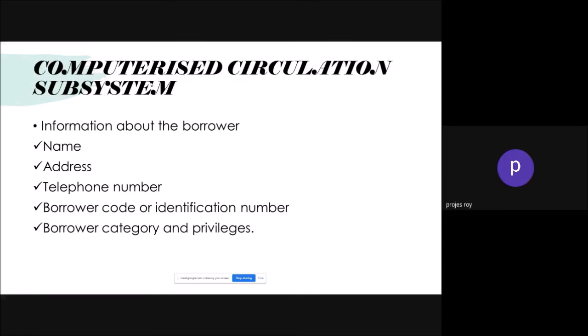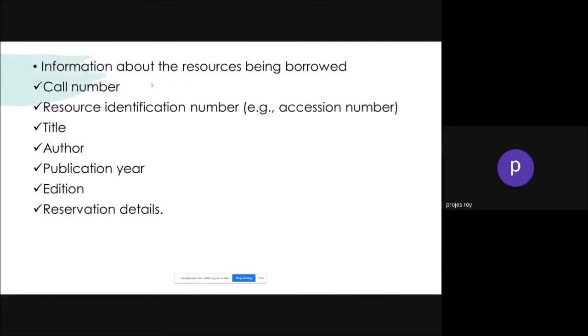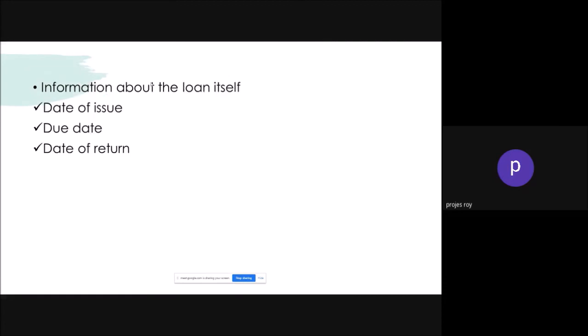So that's all the serial control. Now we are coming to the circulation system. In circulation system, the important part is the information about the borrower: name, address, telephone number, borrower code, identification number, borrower category, and privilege. That is important. Information about the resource being borrowed: call number, resource, and the title of the item they are going to receive. This is issue date. This is the basic component in a circulation concept.